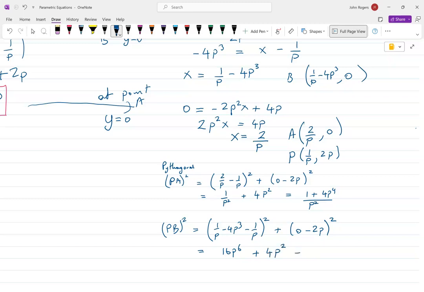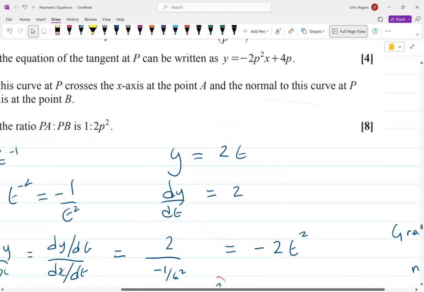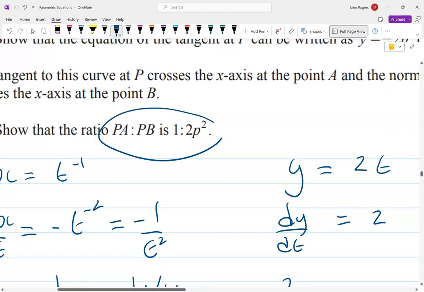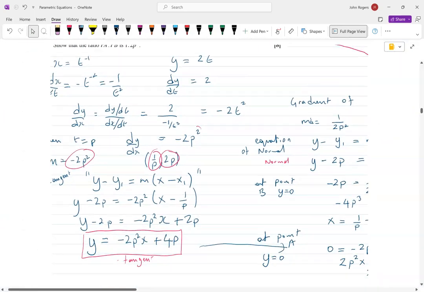I might choose to factorise that. Well, I will choose to factorise that because actually it's starting to look a bit promising to me. Hopefully it might be to you. 4p squared out of that will give us 4p to the 4 plus 1. And you can see that there may be some cancelling going on when I divide these two. So remember, right back to the original question, it wants the ratio. I'm not going to bother with the dot ratio until the final bit. I'm just going to work out the one divided by the other.